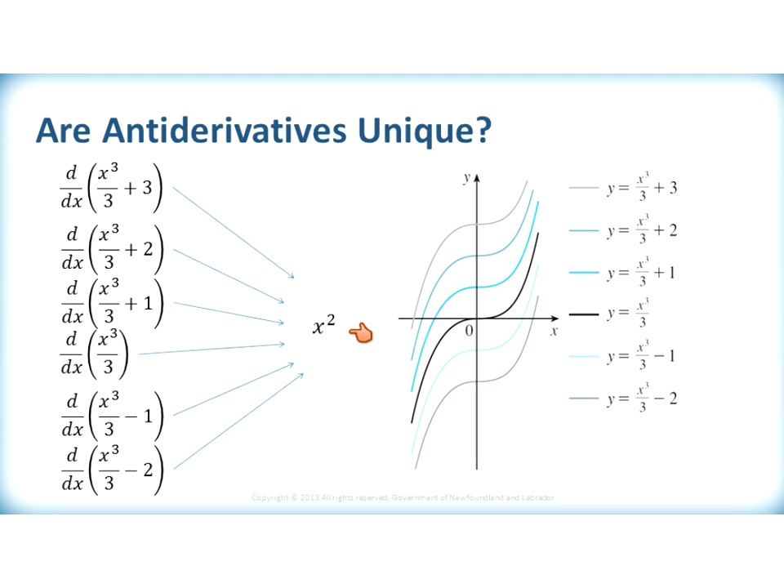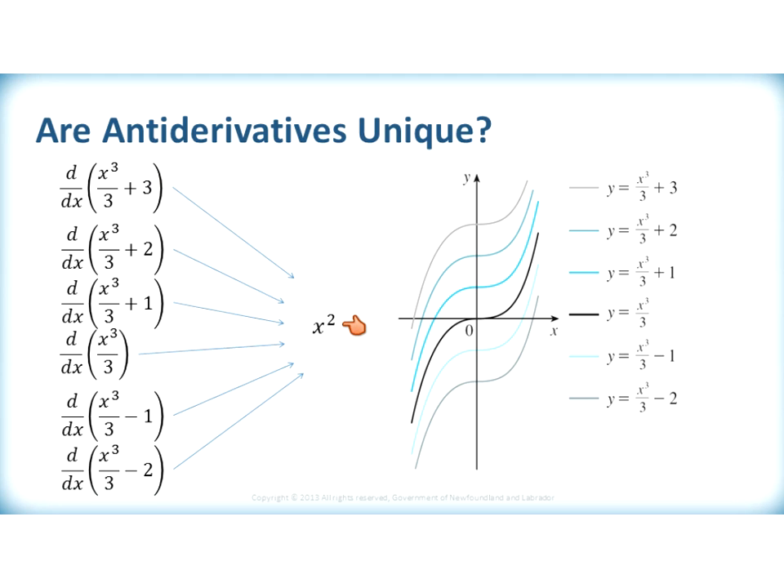Well, it tells us that if x squared can be the derivative of all of these things, then that means that any one of these, or any number of other functions that have different numbers added or subtracted on the end, could be antiderivatives of x squared. So let's take a look graphically now at all of the possible, or at least several possible, antiderivatives for x squared.